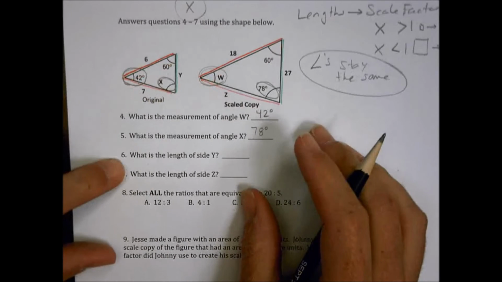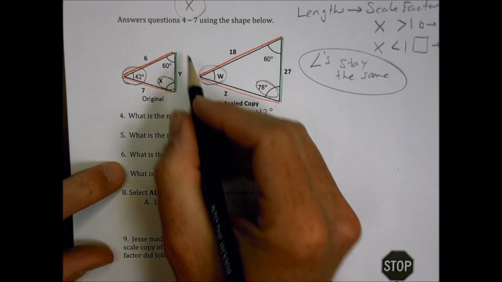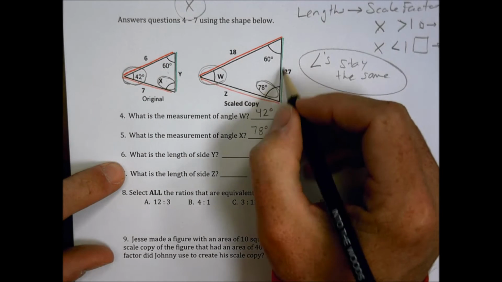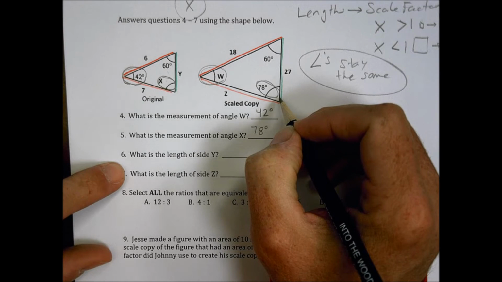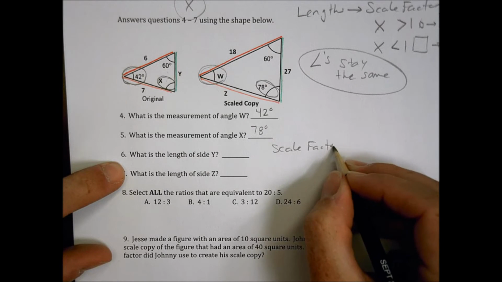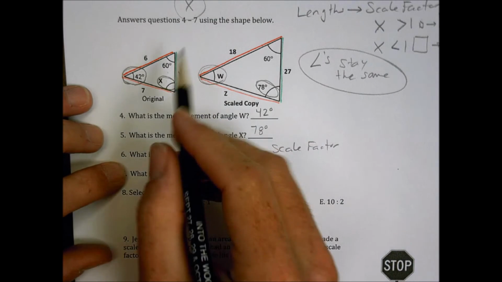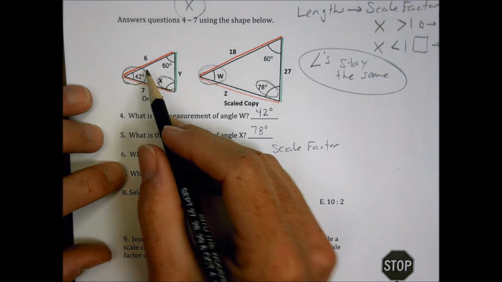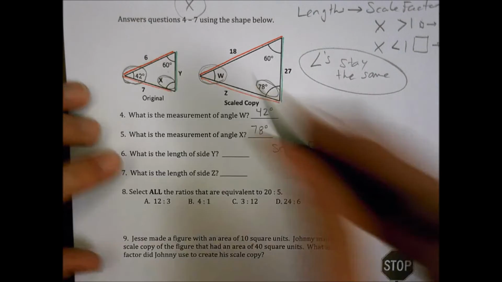What is the length of side Y? Y is here, and this guy is here. Well, I don't know what the scale factor is. To do this, I have to know the scale factor first. So to find the scale factor, I need to find two lines where I have the corresponding lines and I have lengths, which I happen to have right here.